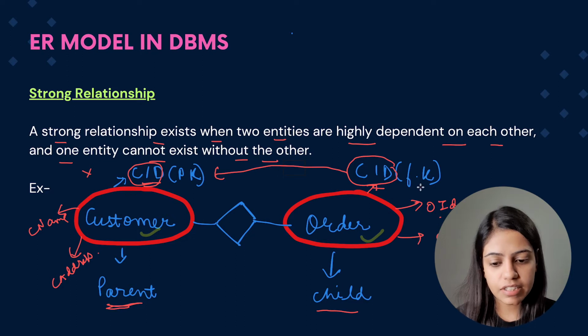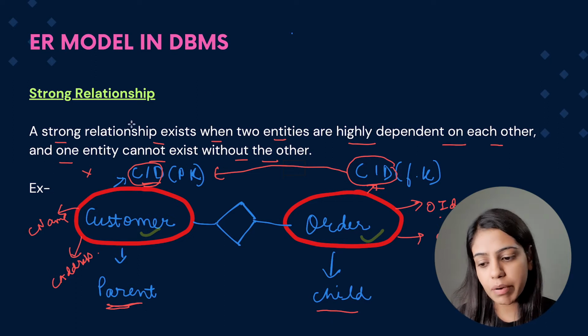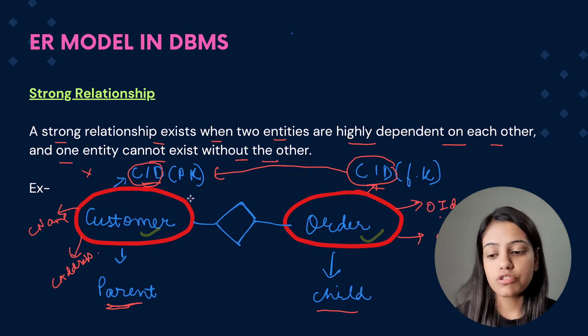So basically here the child has a foreign key, and the parent has a primary key. The child has a foreign key which depends on the primary key of the parent. So if the parent is deleted, the primary key of the parent is deleted, then the child won't be able to take any reference from the parent, and it will result in the referential integrity rules breaking.